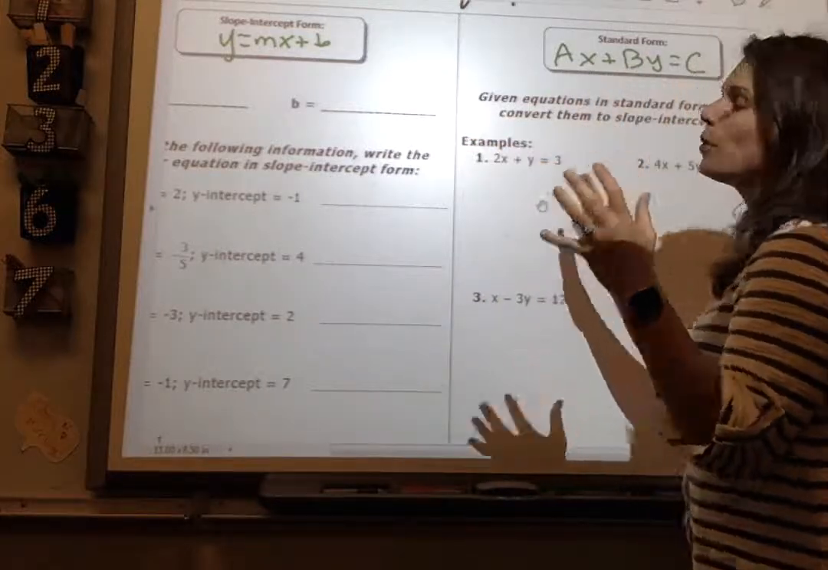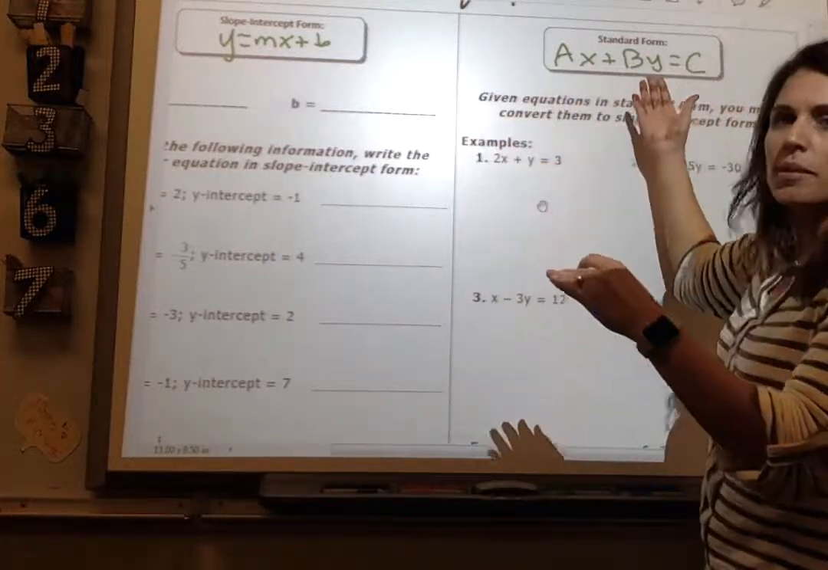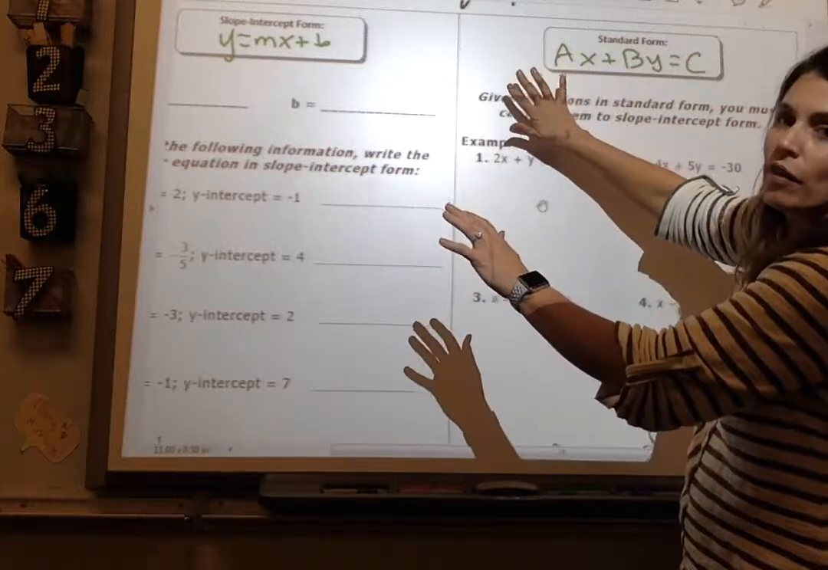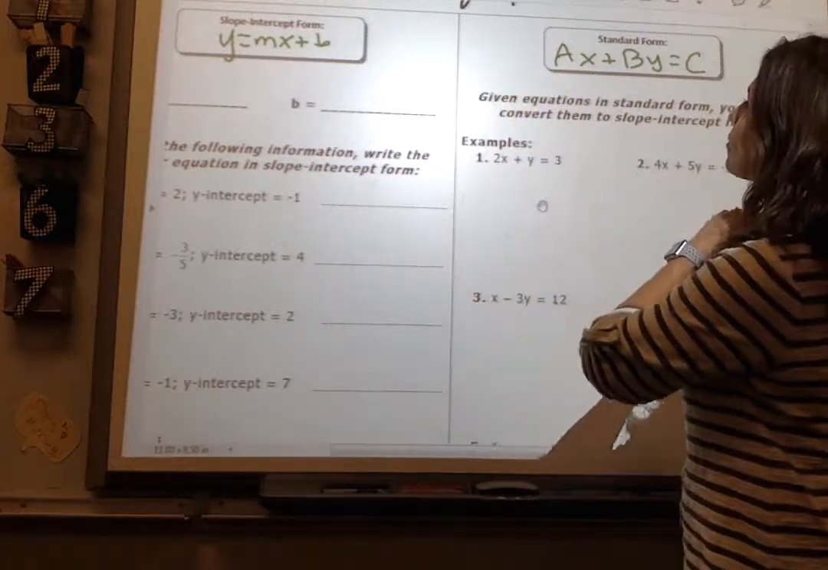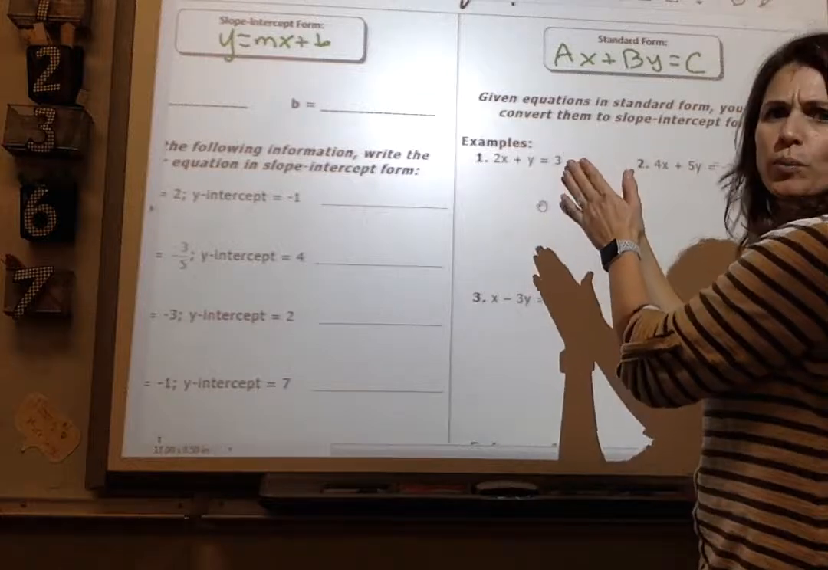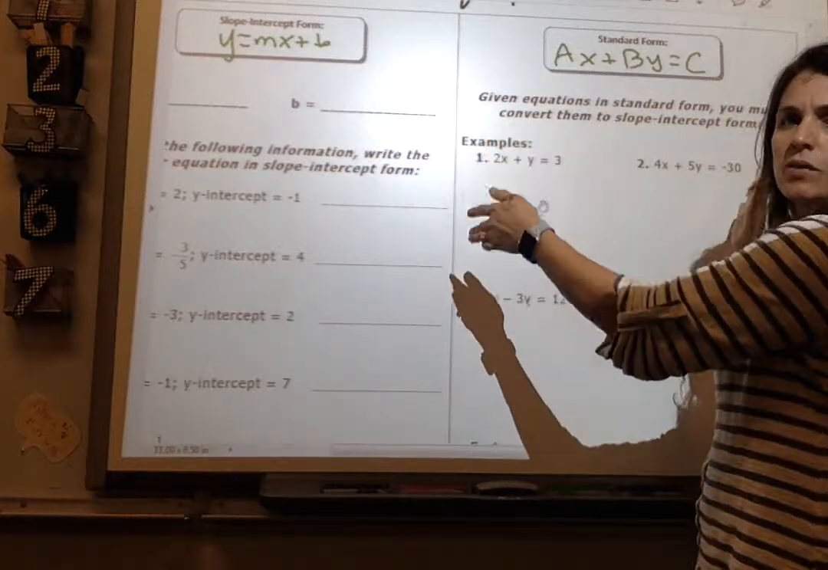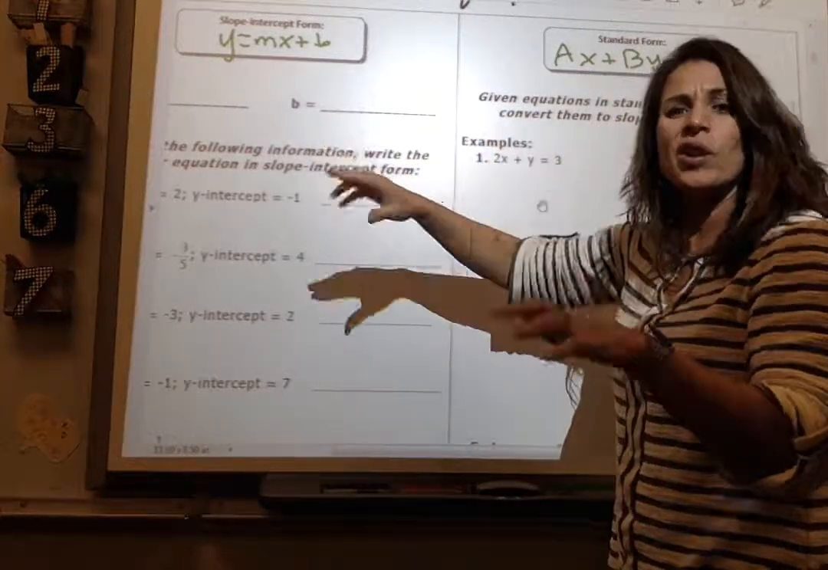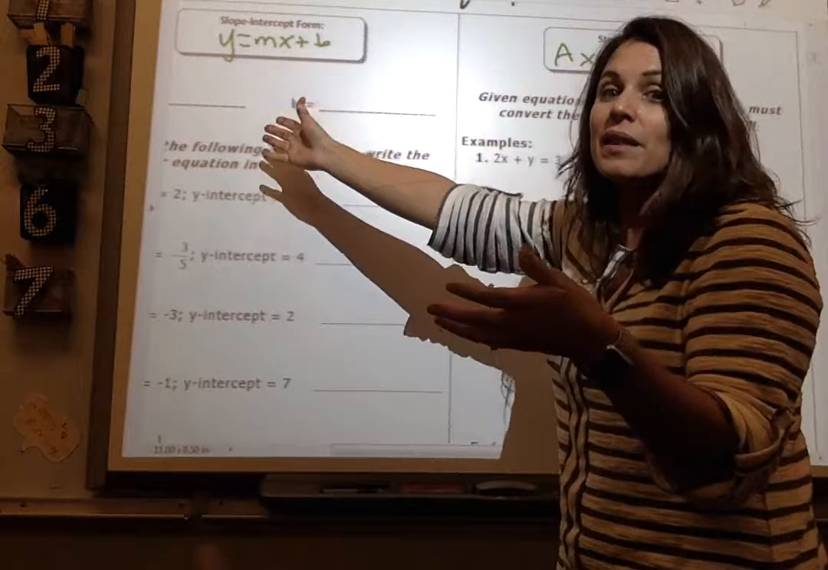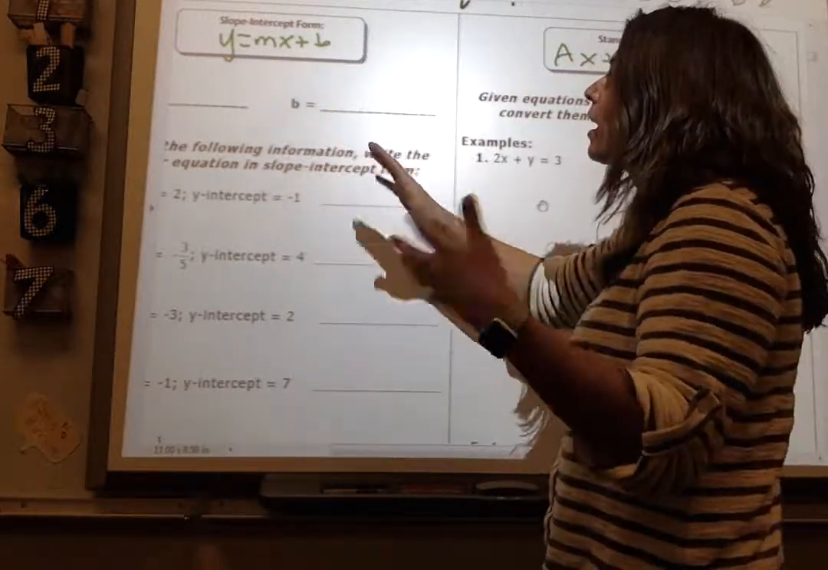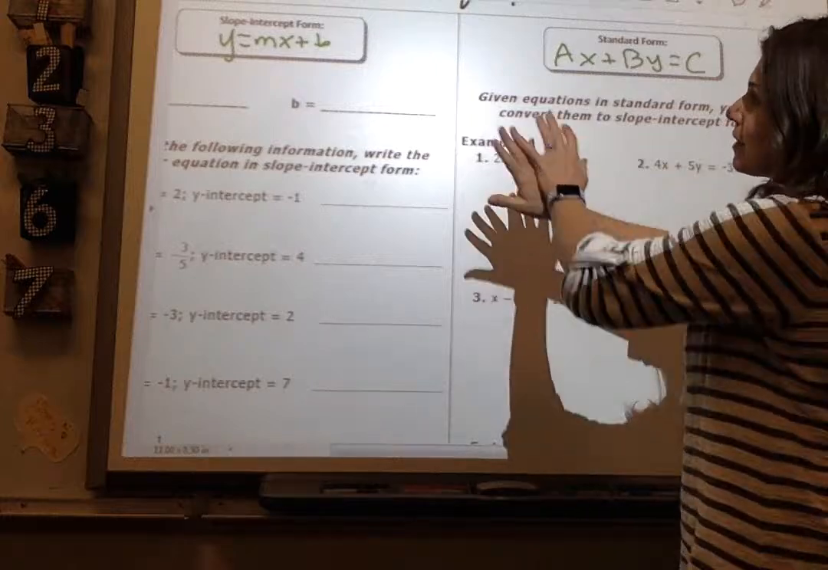But standard form is real pretty. It's all whole numbers. Your x and y variables are on the left. Your constant term is on the right. And everything's real pretty. You know, x, y equals constant term. And over here, you can have fractions mixed in. It's y that's by itself. X is on the other side. So that's the big difference here.